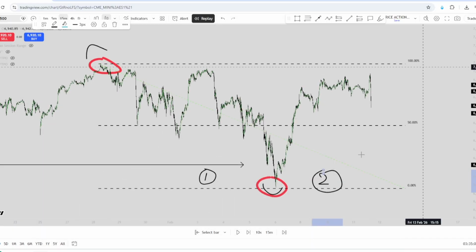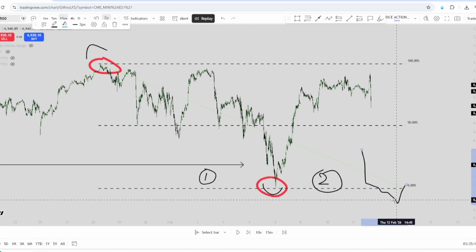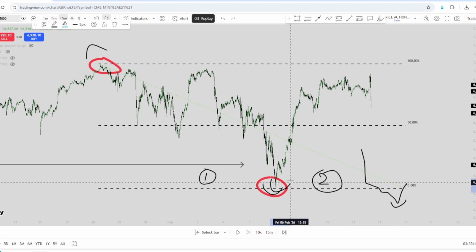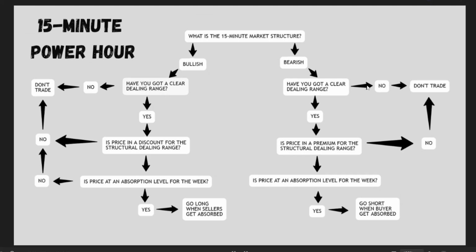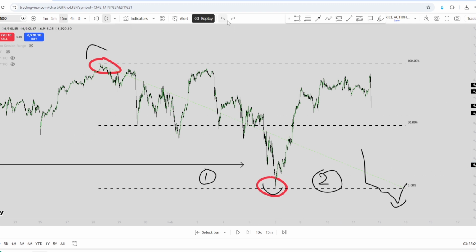Tick. Now, if we didn't have a clear dealing range, let's say price was just melting, melting, melting, and we didn't have this sharp pullback like we do here, then this would not be classed as a dealing range, and in that case, we wait. If you don't have a clear dealing range, you don't trade. But for this particular scenario, we had a clear dealing range. So this was number two.